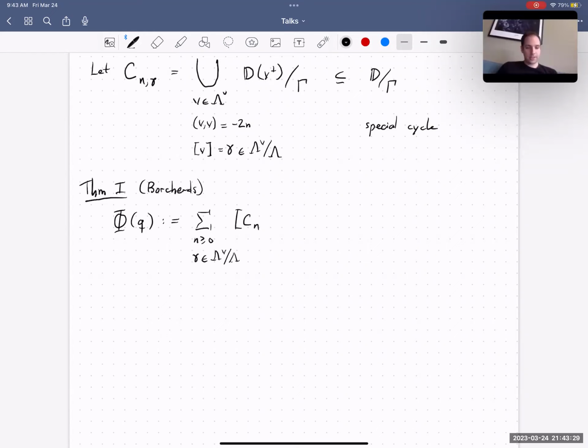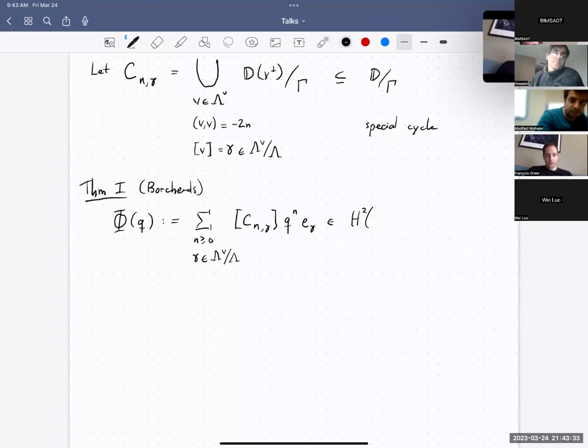So what is this? This is a formal power series. It lives in H^2 of D mod gamma. If you think of this as Borel-Moore homology, because these special cycles are non-compact, and the period space is also non-compact, but it is real codimension 2, complex codimension 1. So tensor the group ring of lambda dual mod lambda, and then also tensored with formal power series in q.